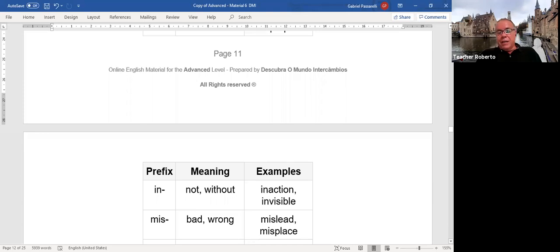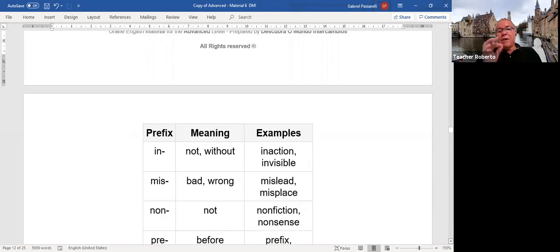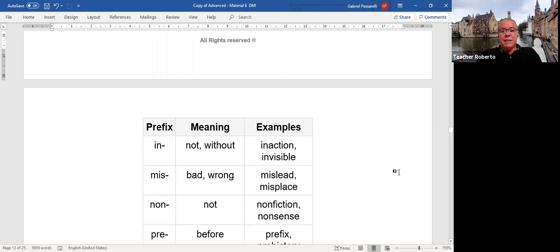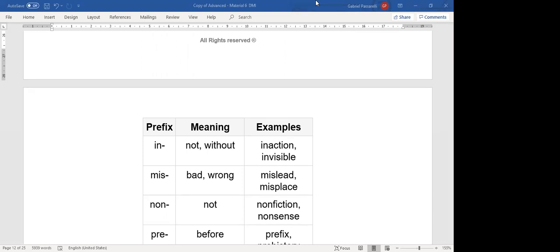This other one is probably a very frequent prefix, and it's funny because every time one word appears with this in front, everybody asks me, teacher, what is mislead? What is misplaced? What is mistaken? It's funny, but it's very simple if you understand it and remember it. Can you read it for us, Raquel? Miss. Miss, bad, wrong, mislead, misplace.